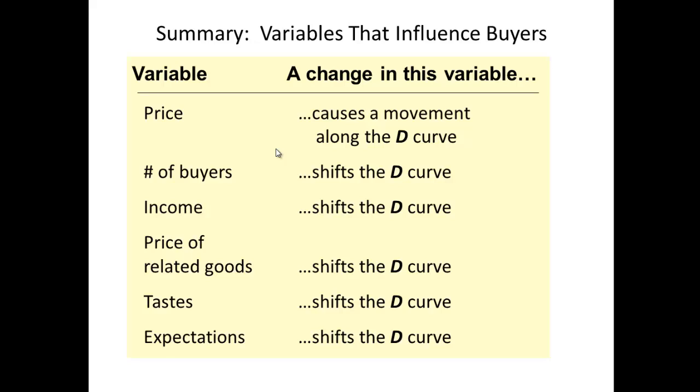That's called movement along the curve, and that's when we change price. Remember when we went from $6 to $5, we went from one point to the next point. That's movement along the curve. When we actually move the entire curve, that's called a shift. And there are 5 variables for those shifts. We have number of buyers, the income change, price of related goods change, our taste or preferences change, and then our expectations change. Now, if price changes, then we'll move on the curve.